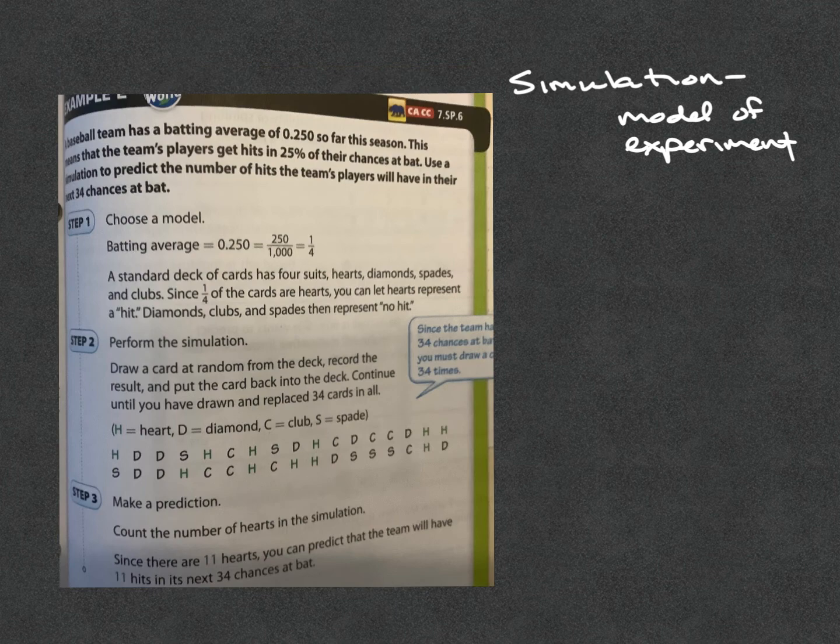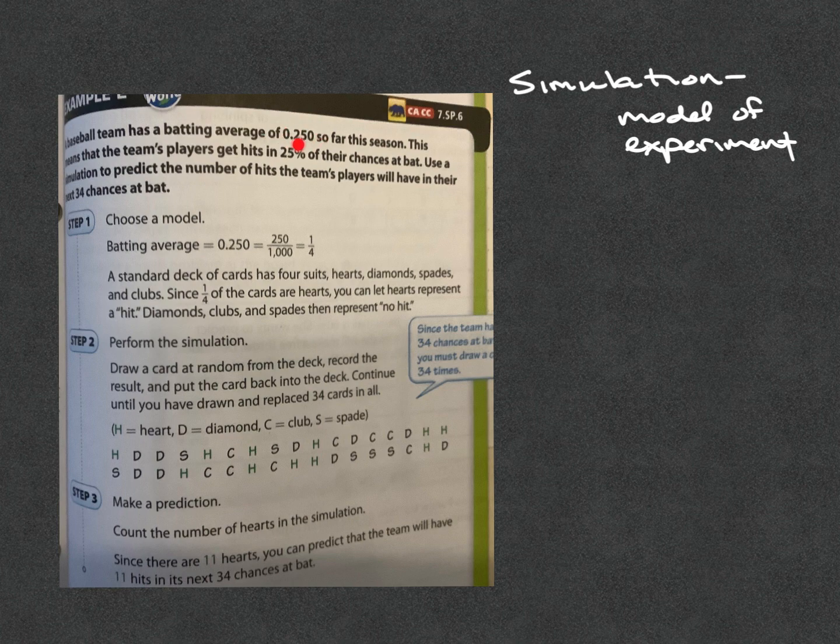Also included in this lesson is creating a simulation, which is a model of an experiment where maybe the experiment itself would be too difficult or impossible to do, for whatever reason. So you can come up with a simulation. This is the example they gave. Let's say a baseball team has a batting average of 250 or 250 thousandths so far this season. This means that the team's players get hits in 25% of their chances at bat. Use a simulation to predict the number of hits the team's players will have in their next 34 chances at bat.